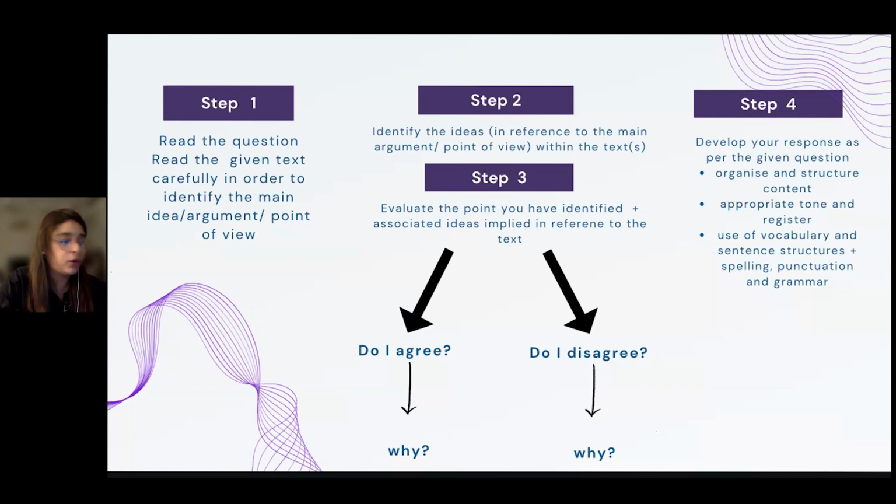Instead of writing all of the points out, you can just highlight them within the text. So don't waste your lined sheets on the planning process. You can just use the text to do that.